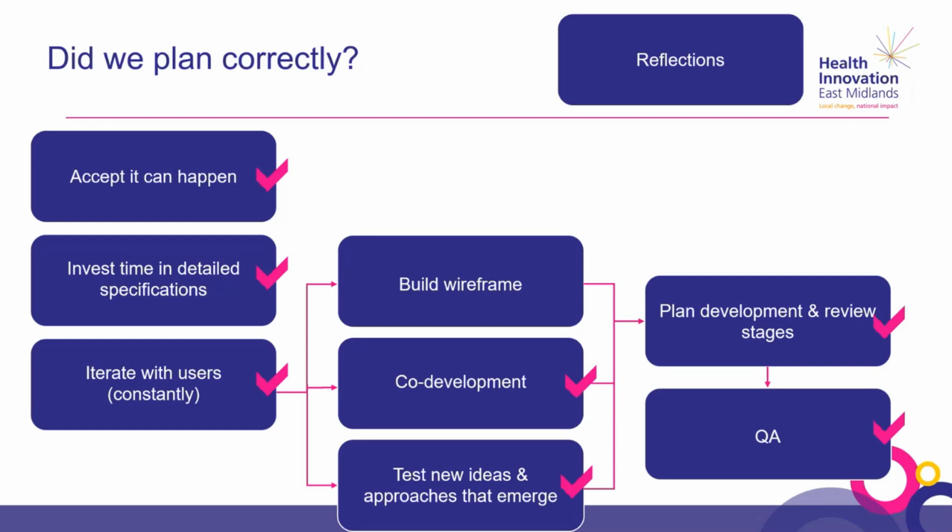Did we plan correctly? Well, we knew that it was a risk. We specified, and we spoke very closely with users to really understand what was needed. A wireframe, not so much, but an early draft, certainly. Definitely co-development. The only reason it's been successful is because we worked very closely with those using it. And we tested those new ideas that had to emerge in order to be able to deliver the tool and actually produce something that was useful. And we did plan those stages, and we are going through QA at the moment.